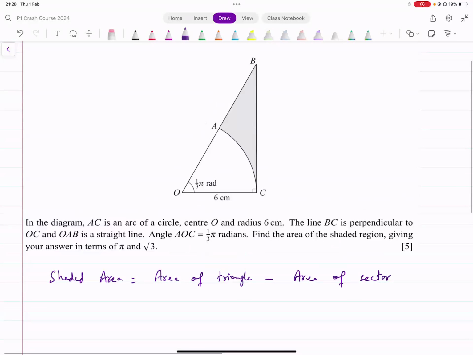Now, how do you find the area of the triangle? You know this side is 6, but you don't have any other side. So what do we do now? Can we find another side?